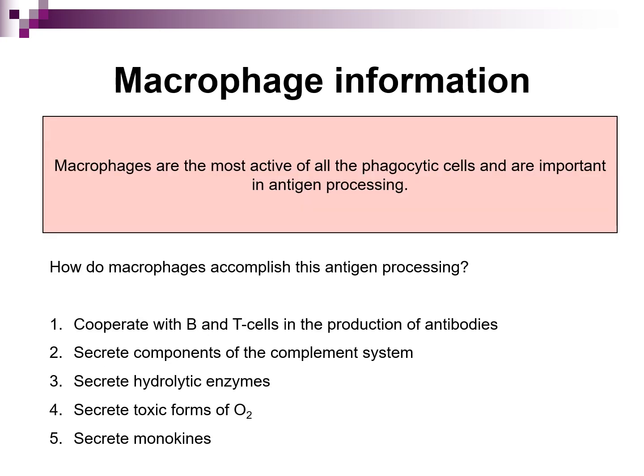Macrophages are the most chemically active of all the phagocytic cells and are important in antigen processing. So how do macrophages accomplish this antigen processing? They cooperate with B and T cells in the production of antibodies. They secrete components of the complement system. They secrete hydrolytic enzymes and toxic forms of oxygen that assist in phagocytosis. And they secrete monokines that activate the T cells.